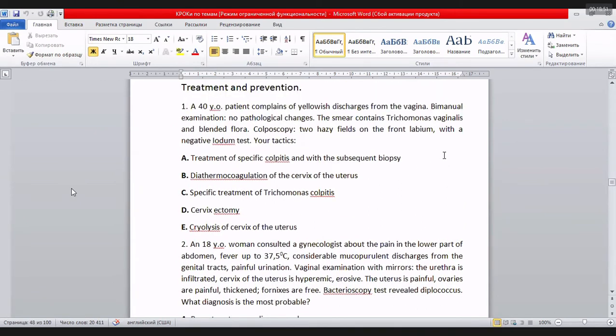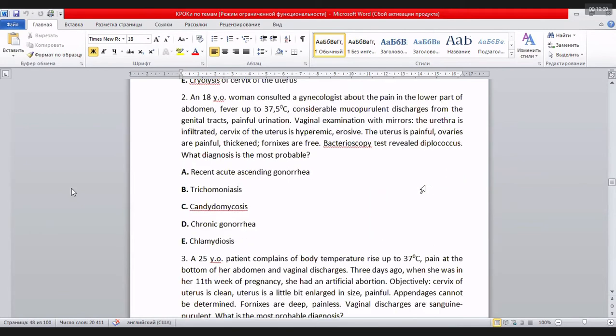Now, if you want to remember the longest sentence, here. Just about the pain in the lower part of the abdomen, fever up to 37.5, considerable mucopurulent discharges from the genital tract, painful urination, vaginal examination with speculums, urethra is infiltrated, cervix of the uterus hyperemic and erosive. I told you that usually these are the signs of inflammation. Uterus painful, ovaries are painful, thickened, fornixes are free.